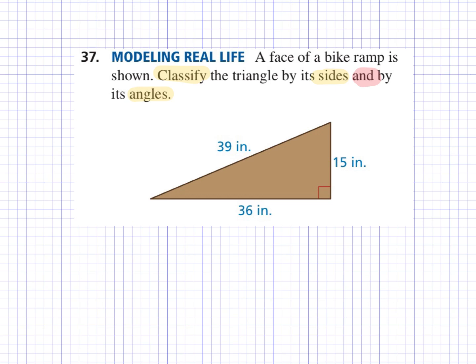Okay, the face of a bike ramp is shown. Classify the triangle by its sides and by its angles. None of the sides are the same, so we say that's scalene. And its angles? Well, you have to look at that. It's either right, obtuse, or acute. They're either all acute, right, or they have one obtuse angle. So there's a right triangle. So a right scalene triangle. That's all you have to say. And that's it.